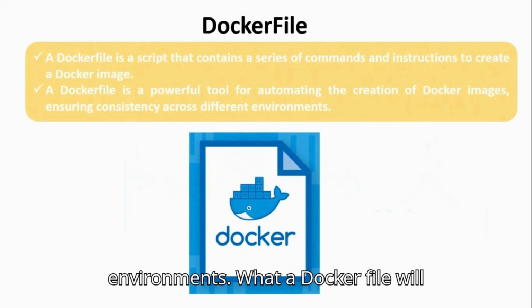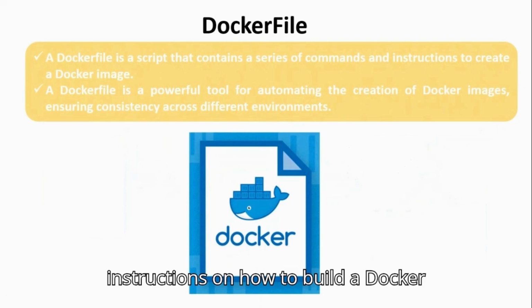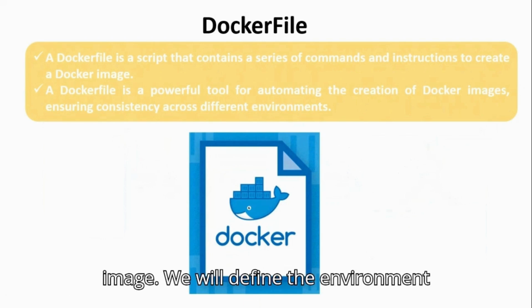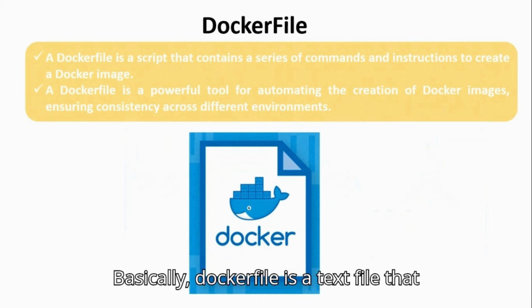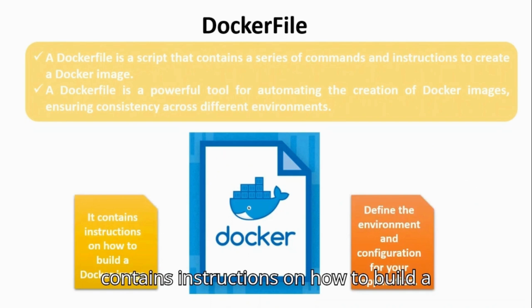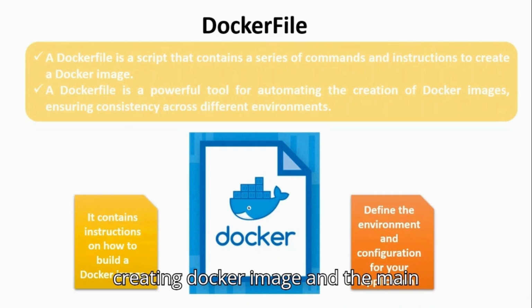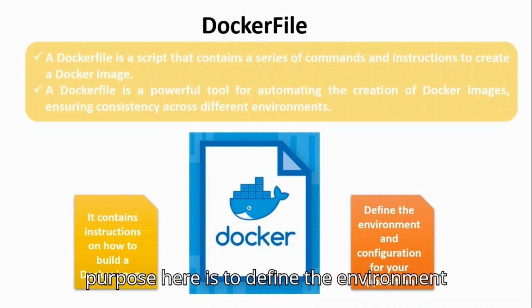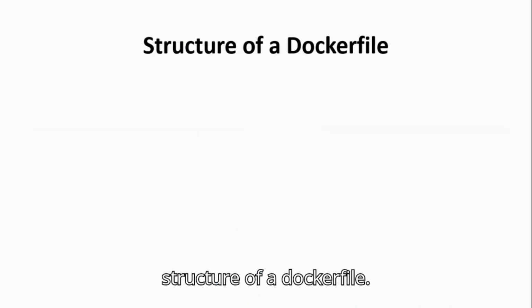What will a Dockerfile contain? It will contain a series of instructions on how to build a Docker image. We will define the environment and the configuration of our application in the Dockerfile. Basically, Dockerfile is a text file that contains instructions on how to build a Docker image. It automates the process of creating a Docker image, and the main purpose here is to define the environment configuration for our application. Now let's see the basic structure of a Dockerfile.